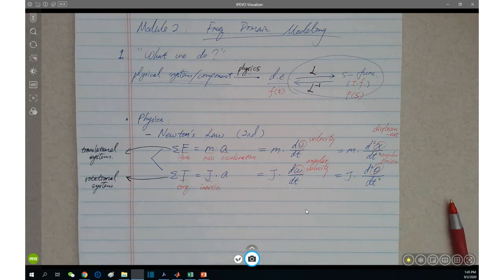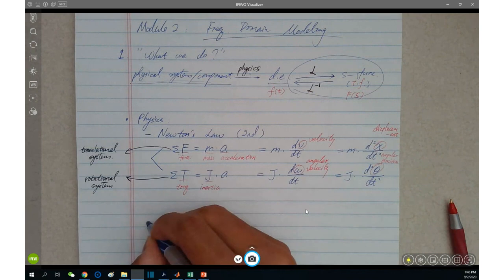My bottom line is that what we see here is nothing but a differential equation describing the movement and the force. Does it make sense? This is nothing but a differential equation.